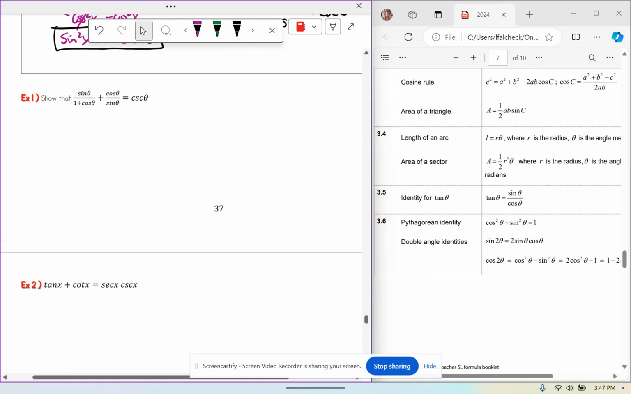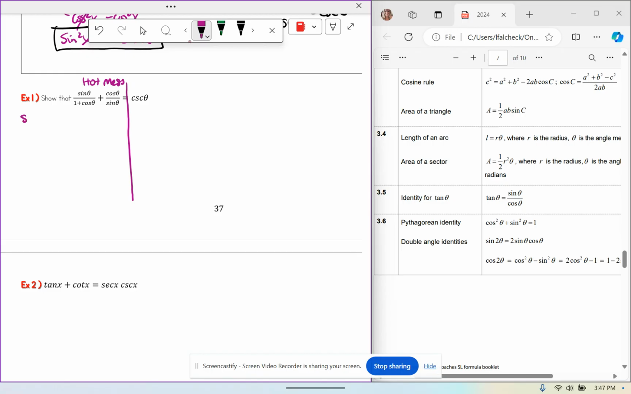So let's do an example. So in example 1, we want to show that the sine of theta over 1 plus the cosine of theta plus the cosine of theta over the sine of theta is equal to the cosecant of theta. So I'm going to pick the side that's a hot mess, and I'm going to try to get it to match the nice side. It looks like this is going to be my hot mess. So let's go ahead and zero in on that side of the equal sign, okay?